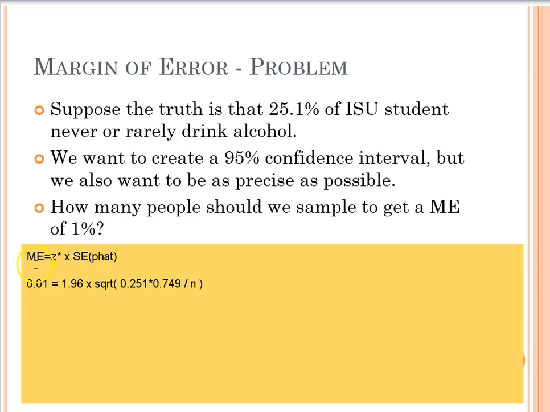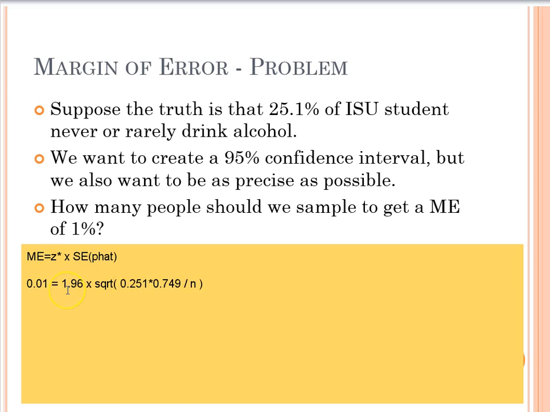Remember that our margin of error is defined as the critical z times our standard error. So we know the standard error: it's just the square root of the probability of success, which is our proportion, times the probability of failure, that is, the proportion who drinks alcohol. This is determined as 1 minus 0.251. So that's how I found this number. We then divide that by our sample size, and this whole term is square rooted.